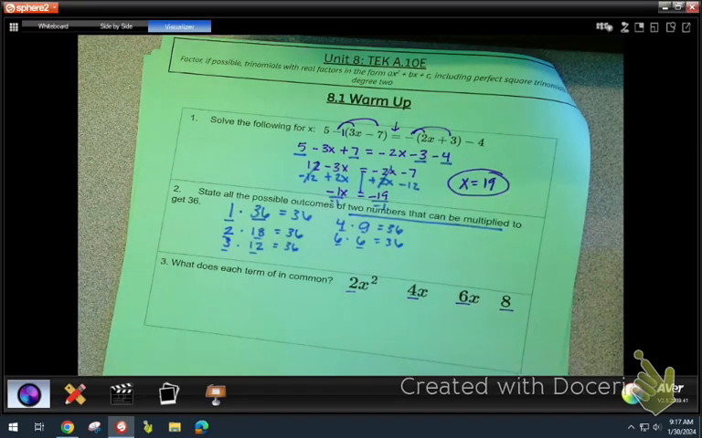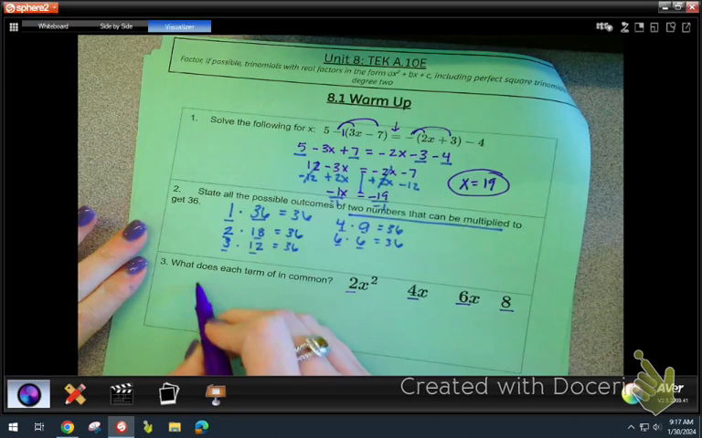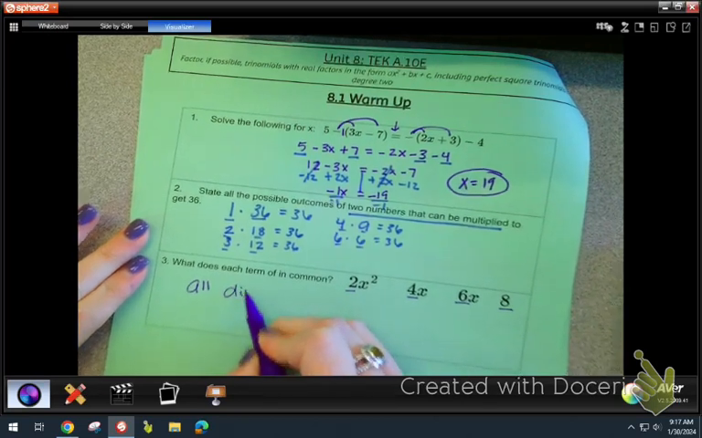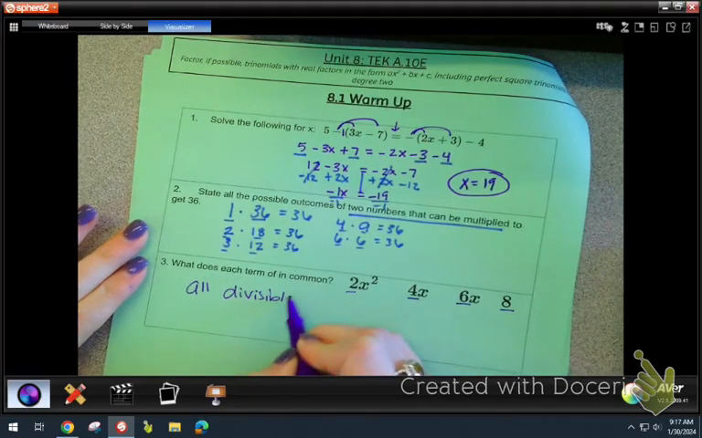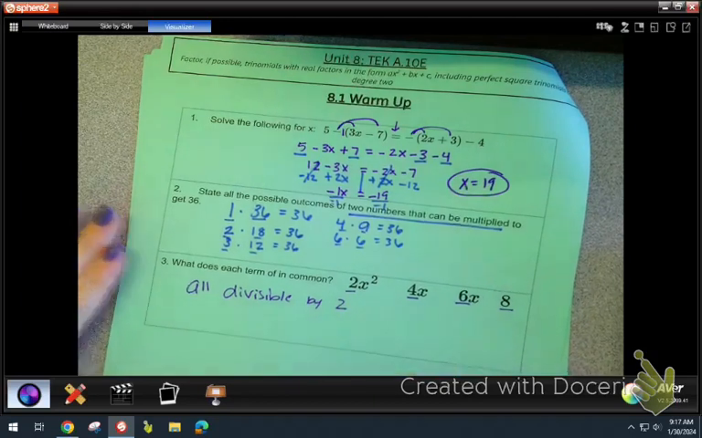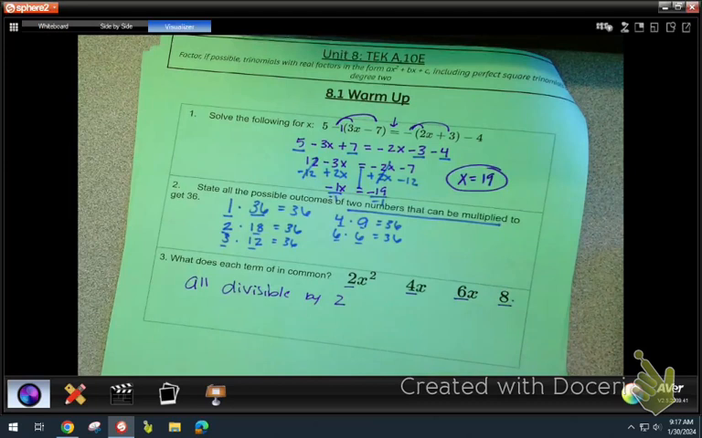Are they divisible by anything greater than that? No, because you have to start with the smallest number for that. So we can say they're all divisible by 2. Okay, that's the only thing they have in common. They don't have an x in common because this one doesn't have one, but all of them are divisible by 2. That's the main idea of today's lesson.